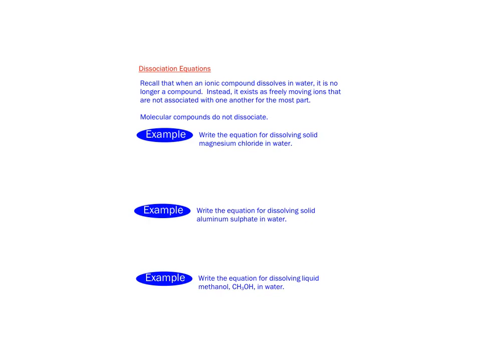Now, let's take a look at some dissociation equations here. Recall that when an ionic compound dissociates or dissolves in water, it's no longer a compound. Instead, it exists as freely moving ions that are no longer associated with one another for the most part. And, with the exception of acids, molecular compounds do not dissociate. So, write the equation for dissolving solid magnesium chloride in water.